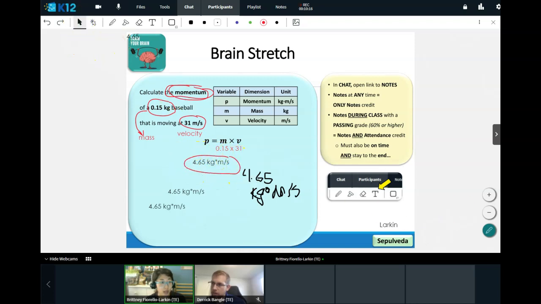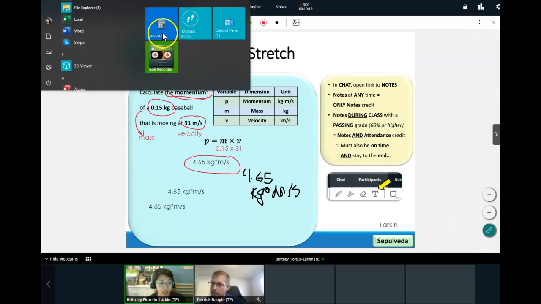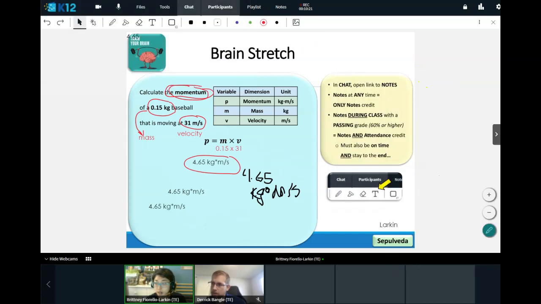Go ahead, give me a smiley or an emoji in the chat if that makes sense. Again, we were a little bit slow to get that one started up, so I want to make sure everyone is confident with that. Perfect.